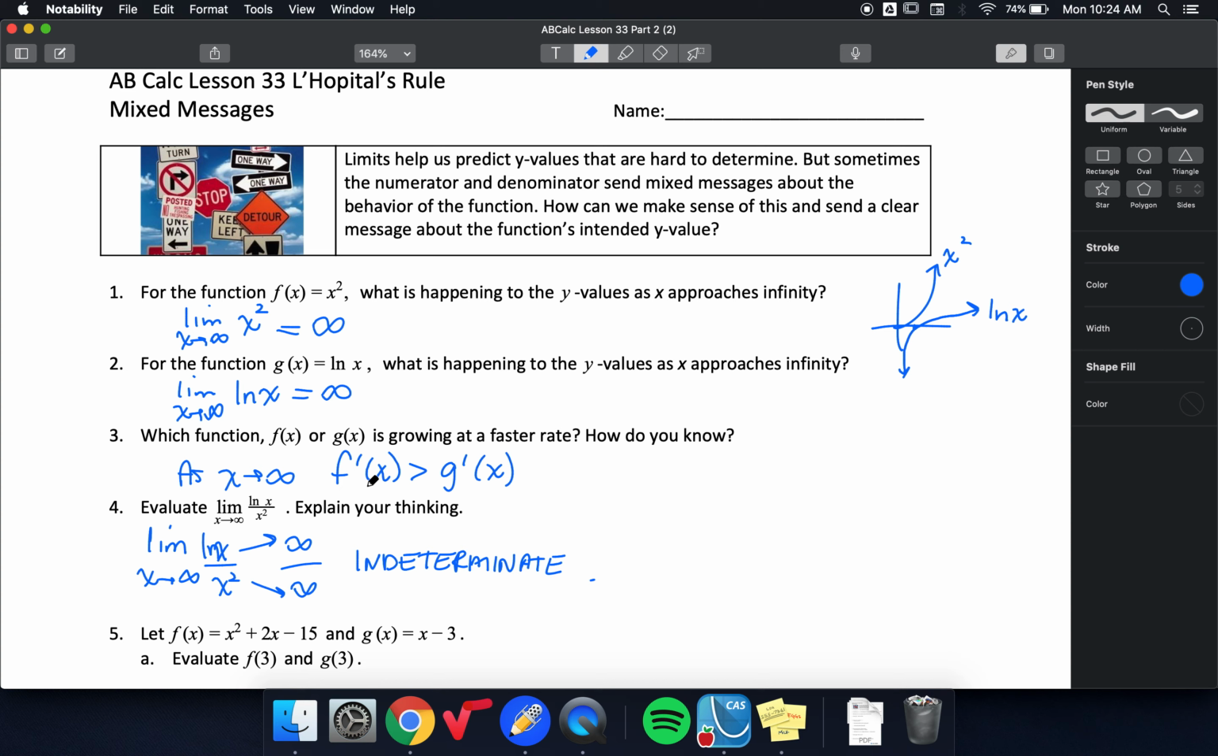However, knowing that this is growing so much faster than this, we know that x squared is the dominant function. So I'm going to have a small value divided by a much bigger value. So using logic, I know that as x goes to infinity, ln of x divided by x squared must be approaching 0, because a much smaller number divided by a super big number is going to be 0. So this is our introduction to thinking about L'Hopital's rule. We'll get into what the rule actually is in the next video.